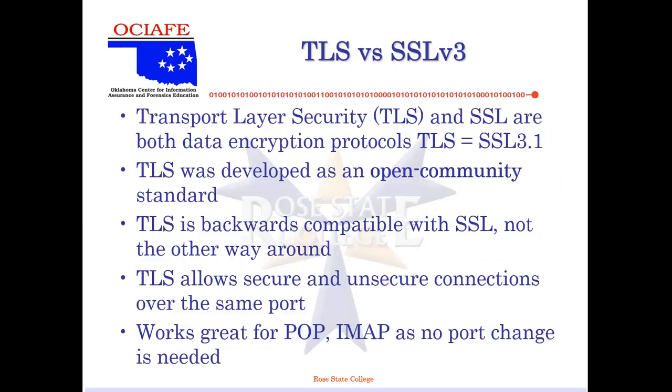Might be interesting. And then we have Transport Layer Security, or TLS, and SSL. They're both data encryption protocols. TLS is SSL 3.1. TLS is the new SSL. It's developed as an open community standard. It is backwards compatible with SSL, but SSL is not compatible with TLS. So keep that in mind. TLS allows secure and unsecure connections over the exact same port. Is that good or bad? Think about it. And it works great for POP, IMAP, as no port changes are needed.